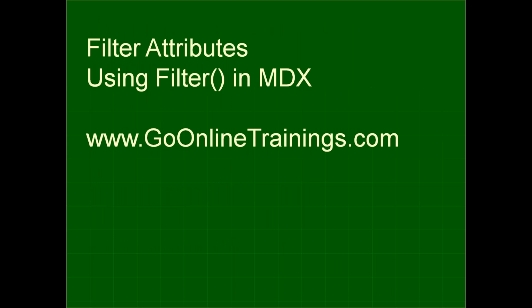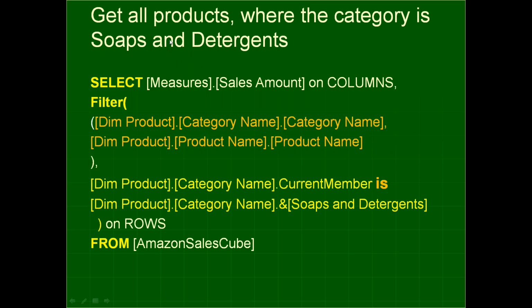Now I want to apply a filter on the attributes. Earlier we had seen how to apply filter functions on the measures: quantity sold greater than 0, sales amount equal to 1000 or less than 1000, greater than 5000, like that. We applied filter functions on measures. Now I am planning to implement it on dimensions. Dimension means attributes or hierarchies. So get all the products where the category is soaps and detergents. This is how we can write it.